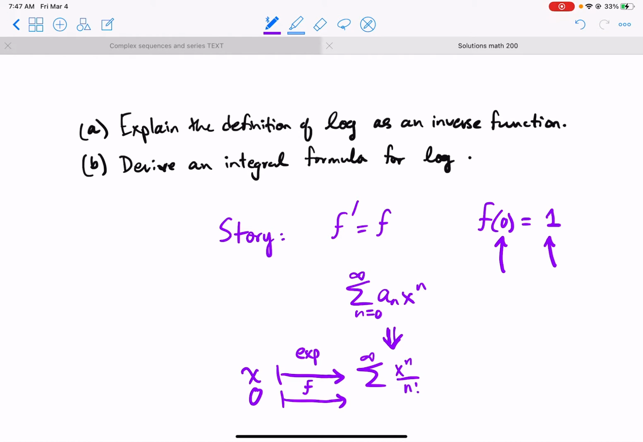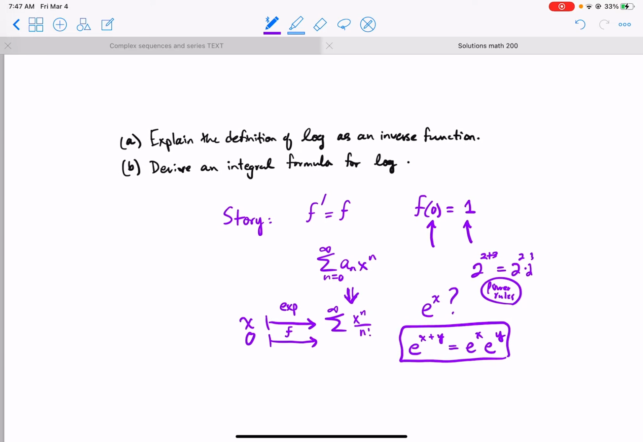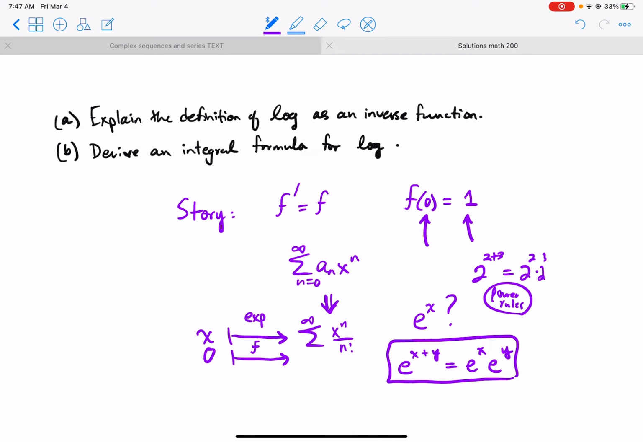Actually, what we did is prove that it has a nice property that justifies the name e to the x. Why is that a good name? Well, because we found out that this is true. And this matches what would be true for 2 squared times 2 to the 3rd, which is 2 to the 5th. That is sort of power rules, exponent rules, something like that. So we have this function, and we can compute it.